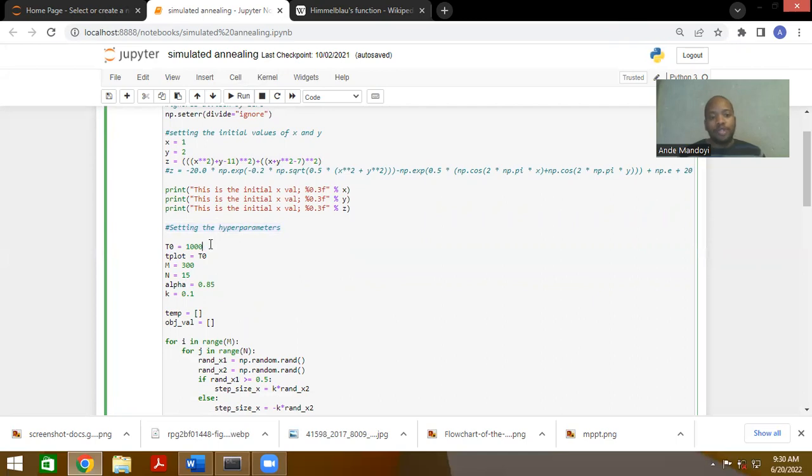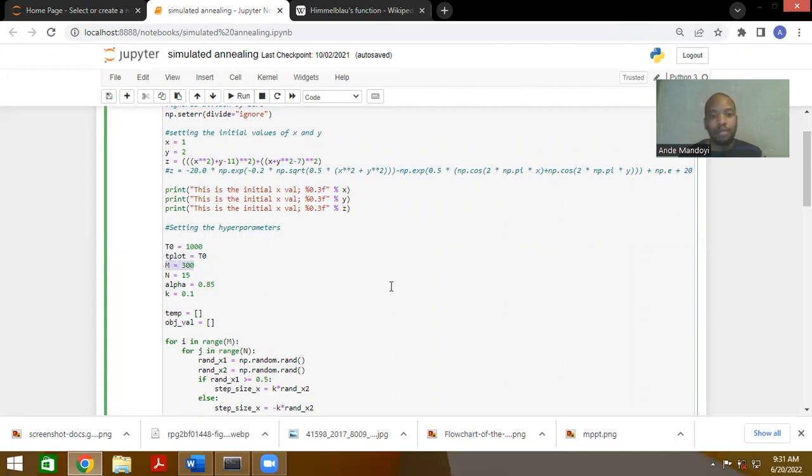So what we're going to set is the initial temperature, which is 1000. So we'll assume that we've heated up this metal to 1000 degrees Celsius. This is just for plotting so that I can plot the results of this entire operation a bit later on. More on that later. The important part is the number of iterations.